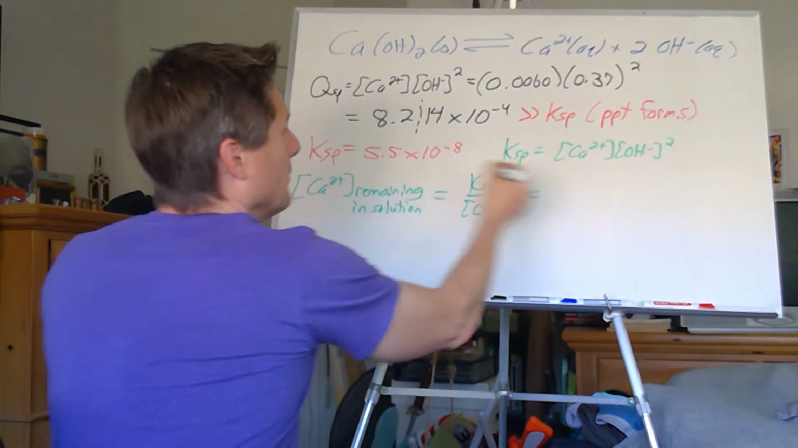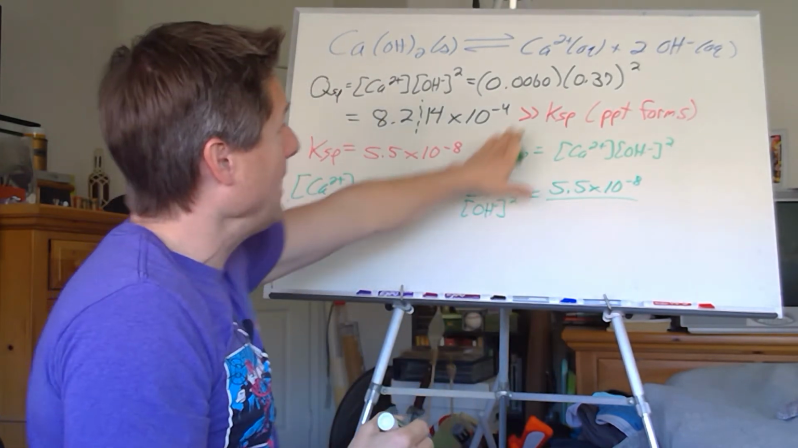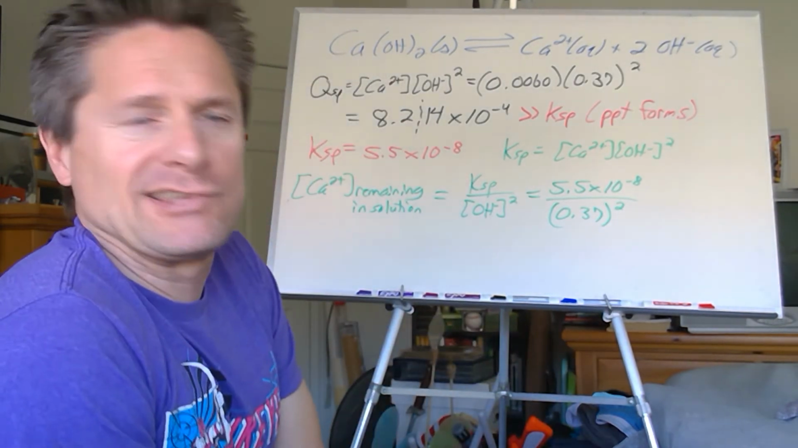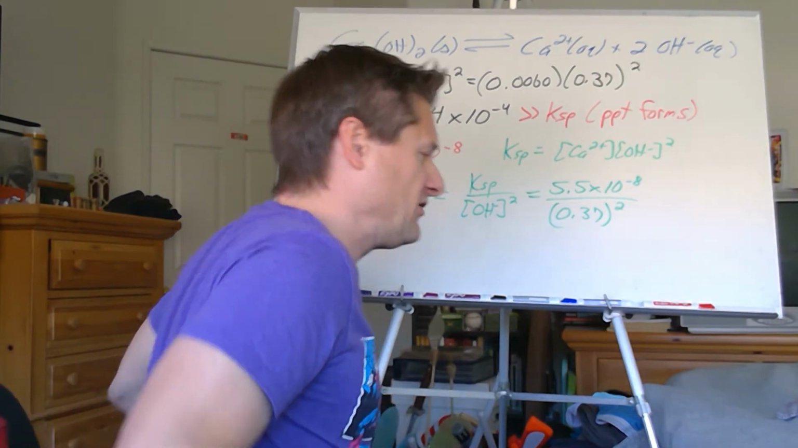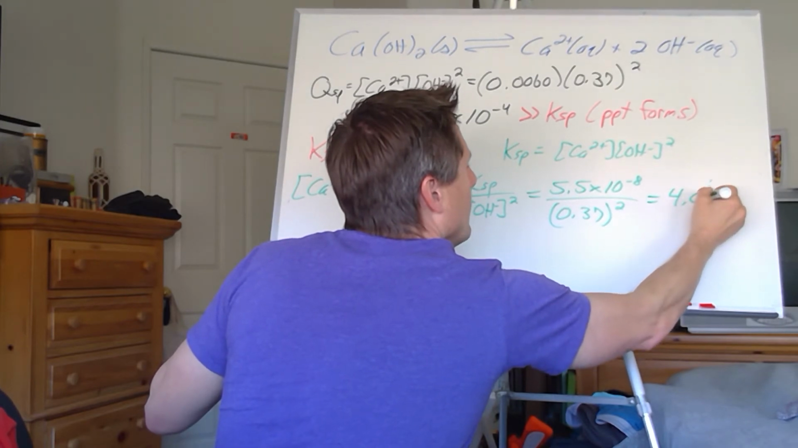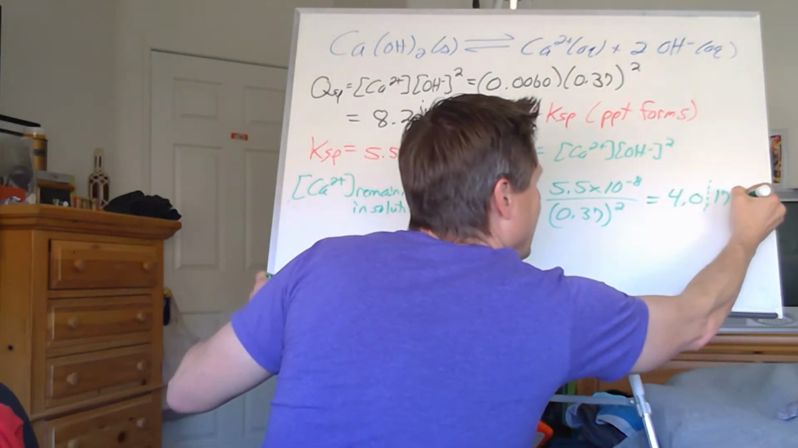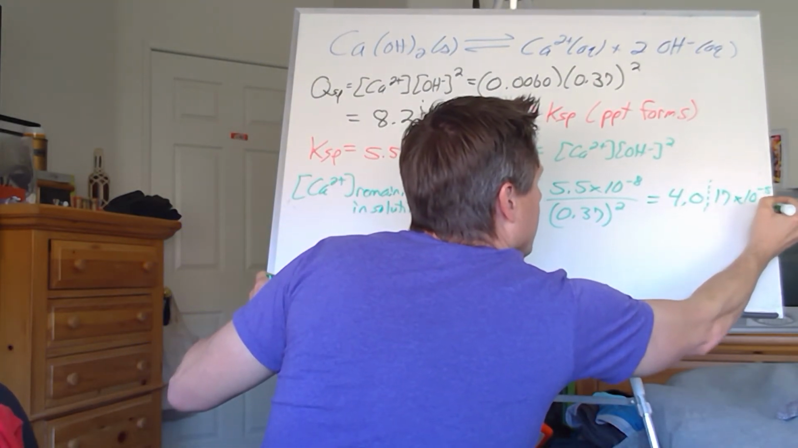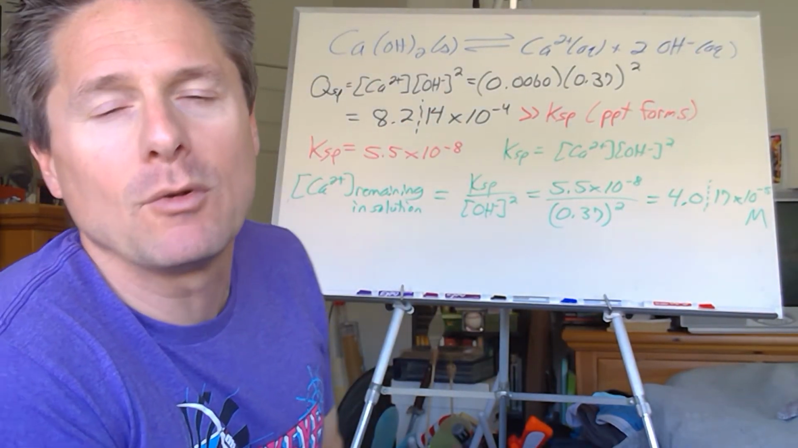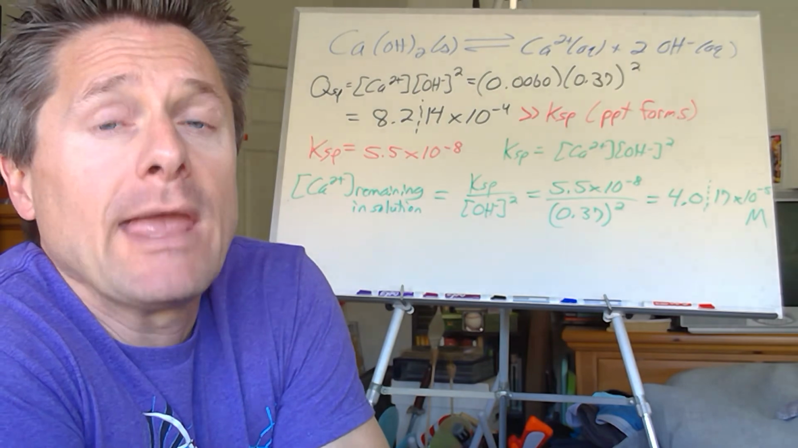All right, we know KSP. We looked it up, so that's 5.5 times 10 to the minus 8th. We know OH minus, relatively constant, 0.37. Don't forget to square it. All right. 2 sig figs. So I get 4.017 times 10 to the minus 5th. And that'll be molar. So 4.017 times 10 to the minus 5th molar. Good to 2 sig figs. That's the concentration of the calcium ion in solution once Q equals K and we've achieved equilibrium.